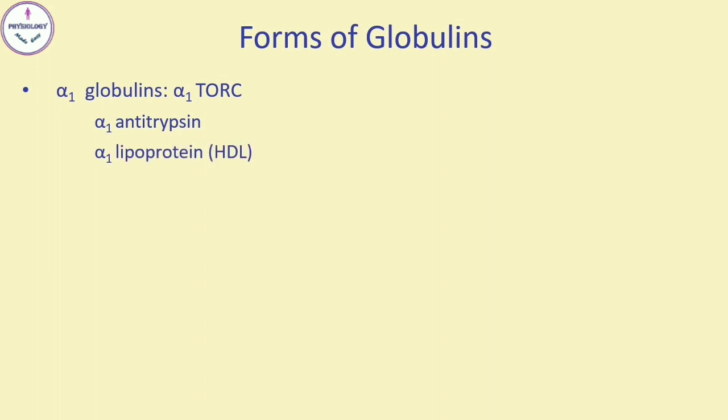Some examples of alpha 1 globulins are alpha 1 antitrypsin. It is the enzyme that protects the liver from damage caused by inflammatory enzymes. Alpha 1 lipoprotein, that is HDL. It transports cholesterol from peripheral tissues to liver, which helps in its removal by secretion in bile.